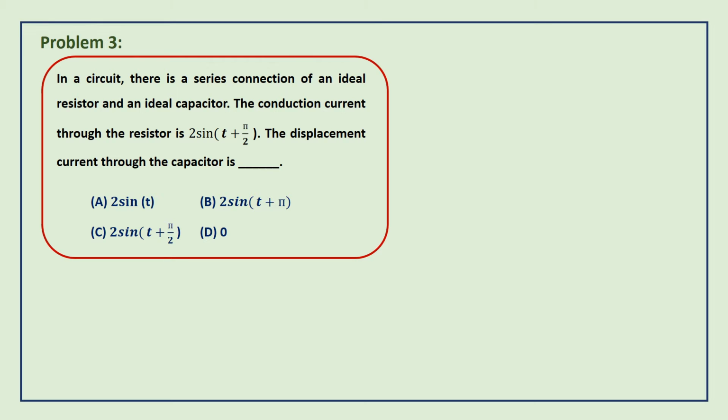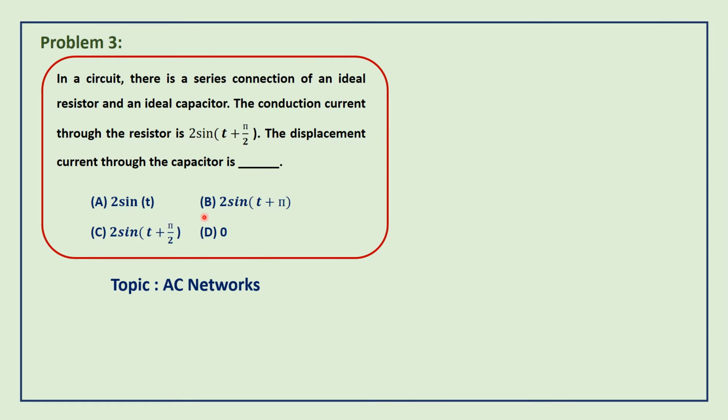This is problem number 3 from the subject Network Analysis. Two problems I already solved in the previous lecture; you can go through that. So I will read out the problem. In a circuit, there is a series connection of an ideal resistor and ideal capacitor. The conduction current through the resistor is 2 sin(t + π/2), and the displacement current through the capacitor is dash. Four options are given for the displacement current through the capacitor. With this explanation itself, we can find out the circuit.